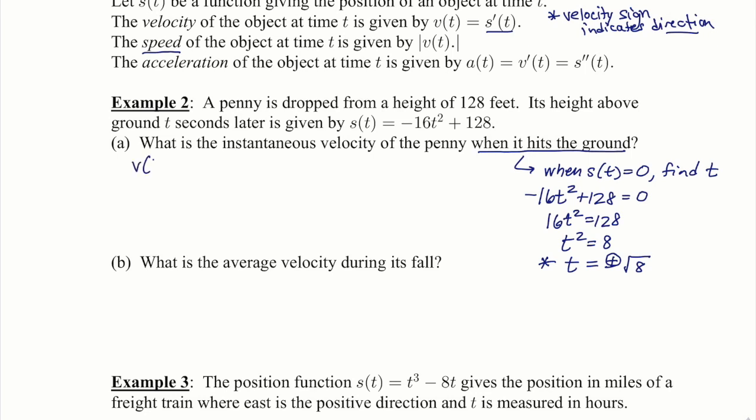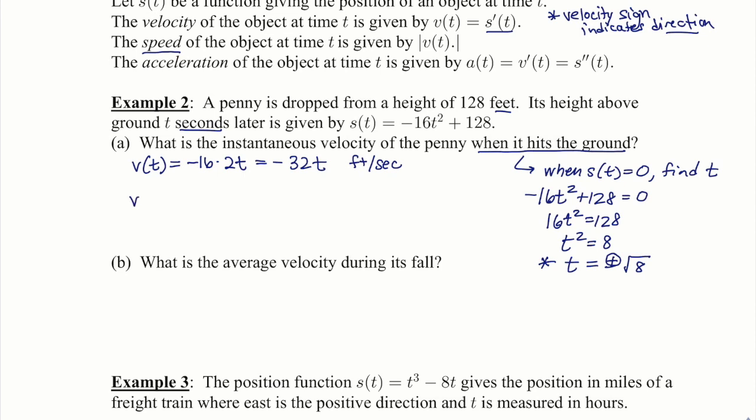And then we'll find the velocity function for any time, and then we'll fill in this specific time. So v of t would be negative 16 times the derivative of t squared, so times 2t, plus the derivative of 128, which would be 0. And we can simplify this to negative 32t. And the label would be feet per second, because the height was in feet and the time was in seconds.